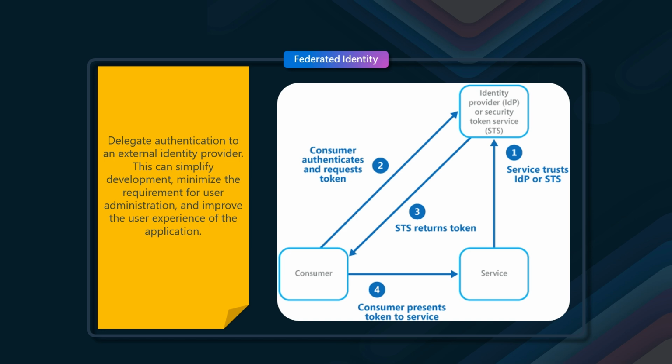This model is often called claims-based access control. Applications and services authorize access to features and functionality based on the claims contained in the token. The service that requires authentication must trust the IDP, the identity provider. The client application contacts the IDP that performs the authentication.